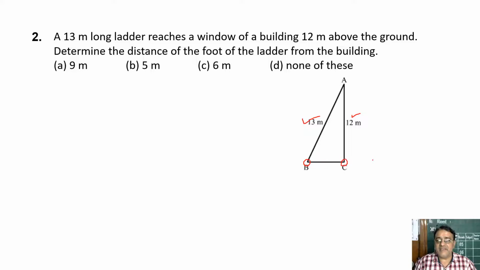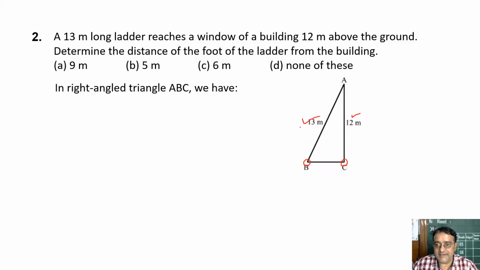So how will you find BC? Pythagoras theorem. Right, very good. By Pythagoras theorem, what you are going to get? AB square is equals to AC square plus BC square. And AC is given 12 meter and AB is given 13 meter and we need to find BC. Right? So we are going to substitute.